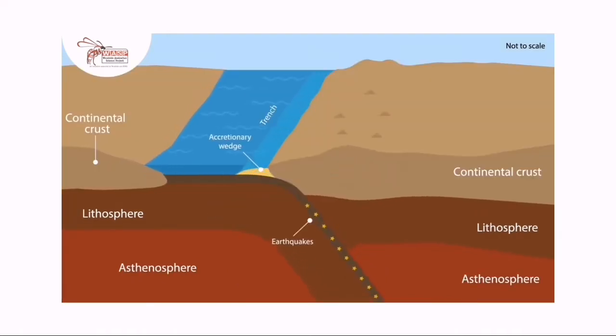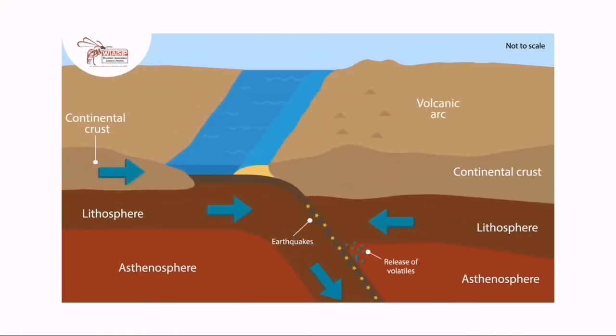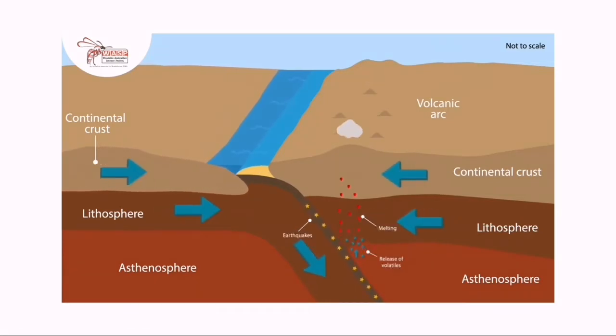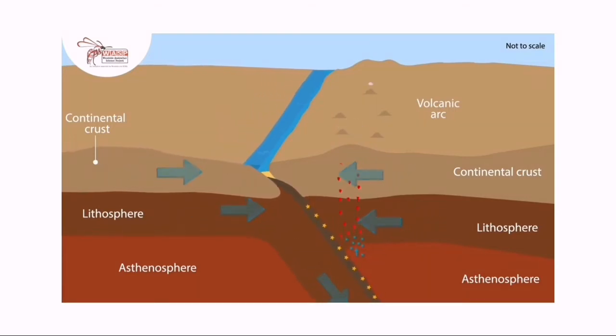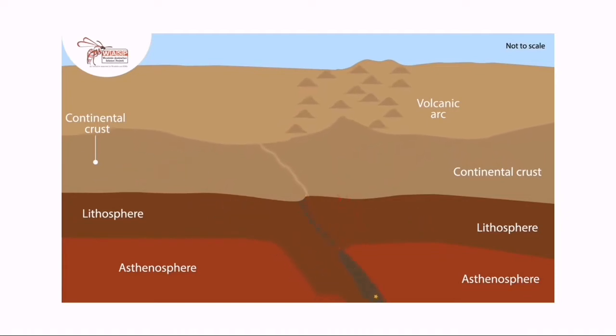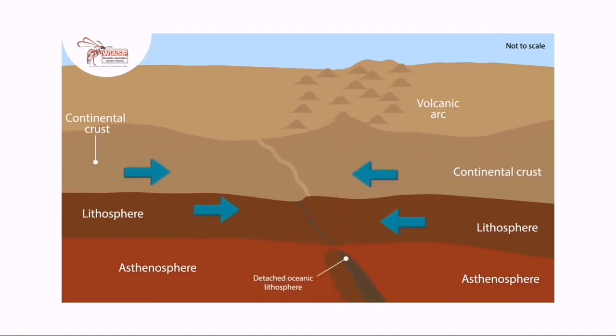can also generate tsunami. Lastly, when two continental crustal plates collide, there is no subduction zone. Therefore, there is no formation of trenches and volcanic arcs, but a collision zone is formed generating shallow earthquakes, and instead, mountain ranges are created.